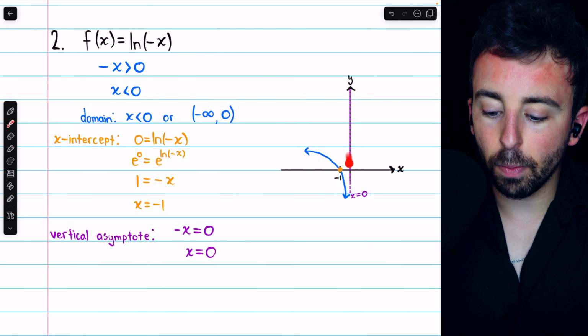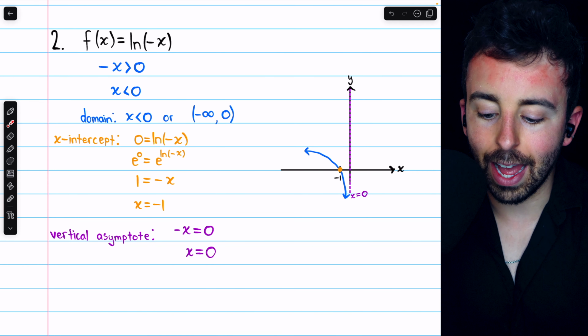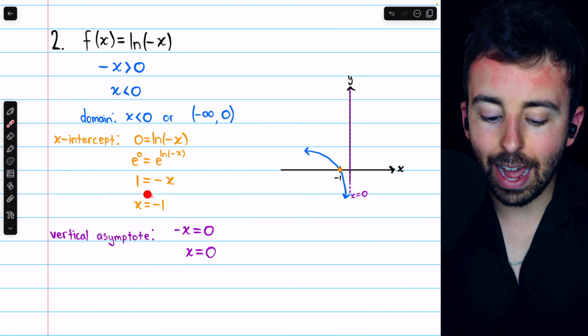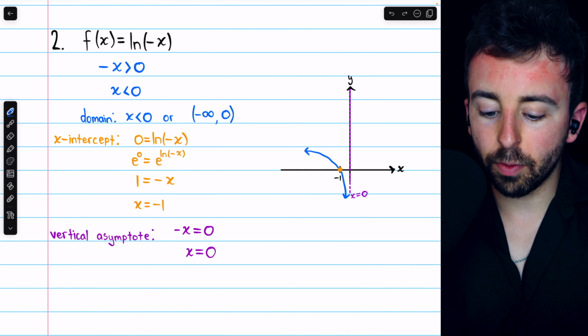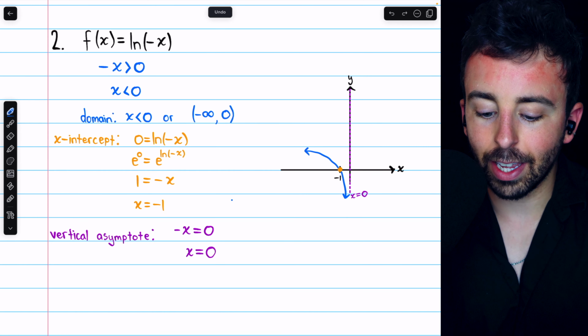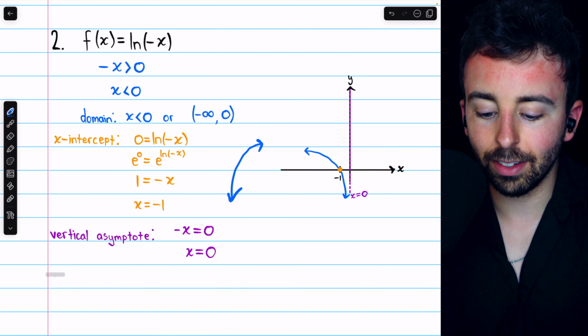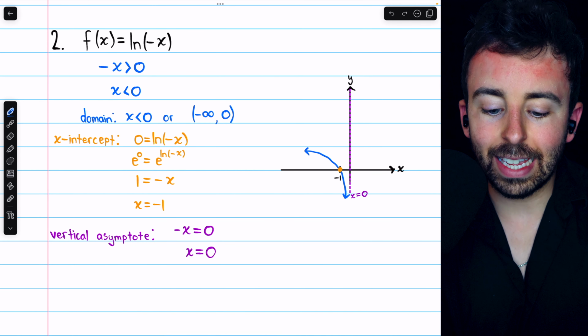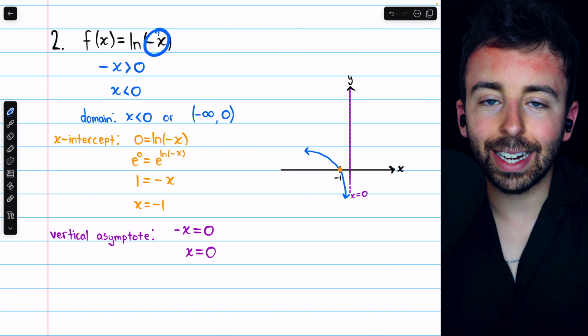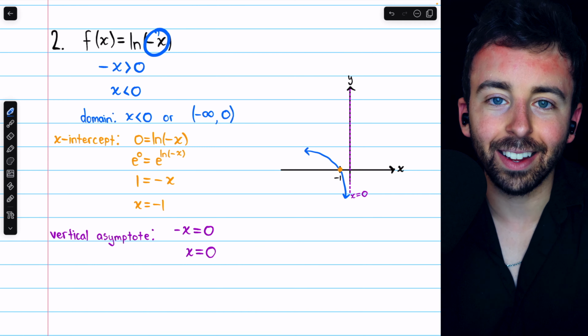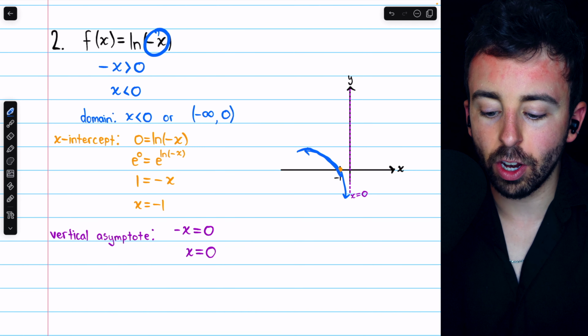We've got that dotted purple line, the vertical asymptote, at x equals 0, and the x-intercept we know is at -1. You may ask, how do we know that the function looks like this instead of looking like this, the way it normally does? Well, hopefully you know that negating the input, having -x, has the effect of reflecting the function across the y-axis, so you should anticipate a shape like this.